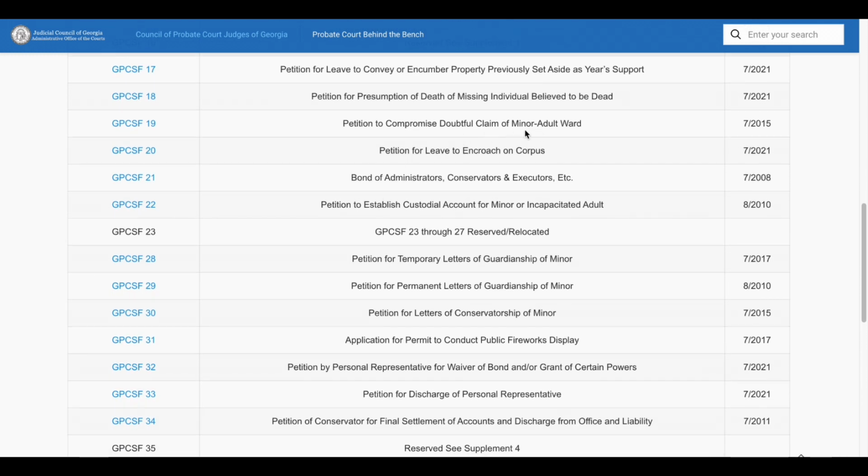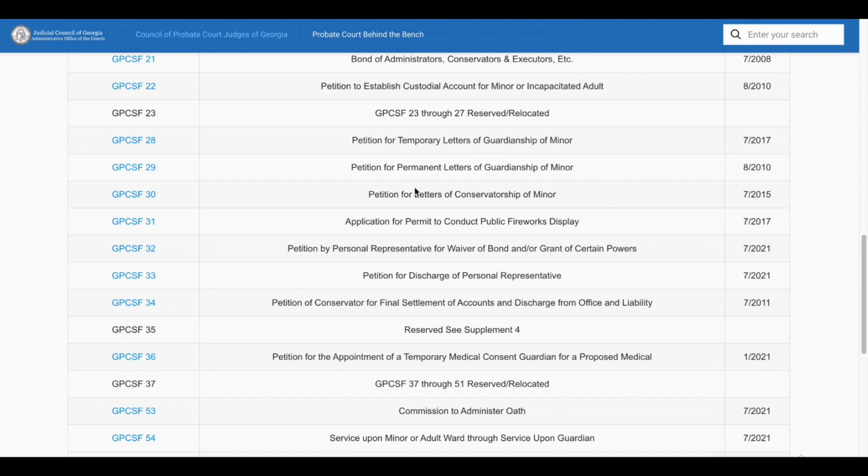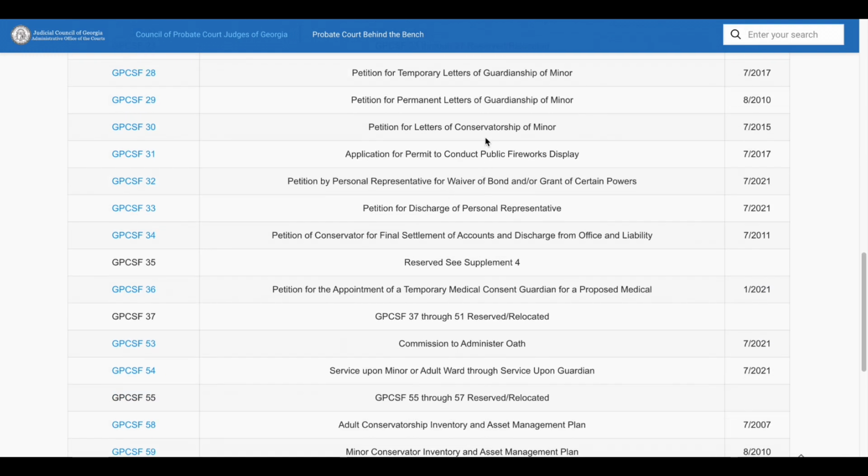Let's see. See, a minor ward petition to a compromise doubtful claim of a minor or adult ward, an adult ward, like somebody that's mentally incompetent or something. Y'all know what a minor is. Let's see. Lis pendens, habeas corpus. Let's see. Bond. See, these different things serve different purposes that they use to administer your estate. Guardianship of a minor. See, conservatorship of a minor. They get the power to do all this based on probate court. All this stuff comes from the petition and probate court.